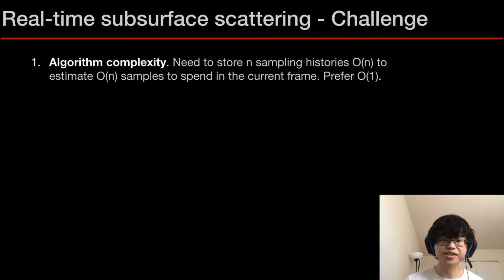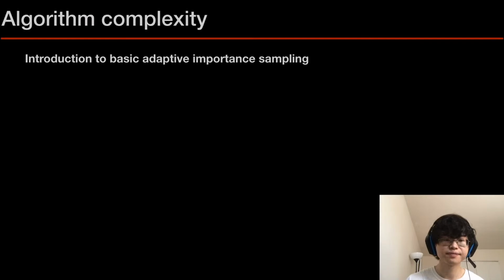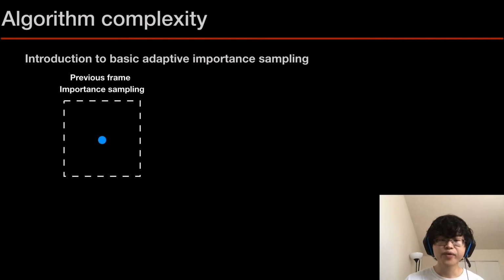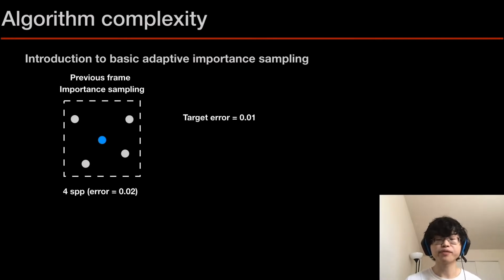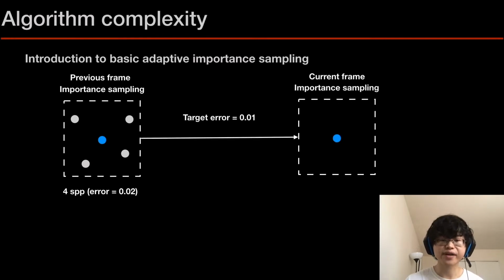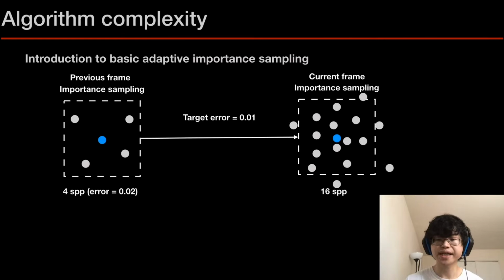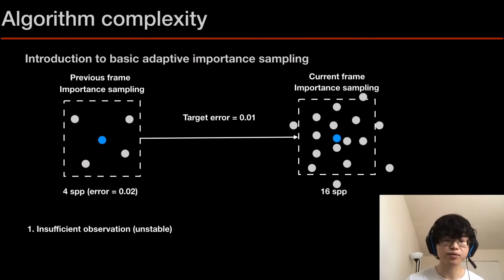The first challenge we have to deal with is algorithm complexity. Adaptive importance sampling needs to store n sampling histories to estimate samples in time complexity of O(n) in the current frame. We prefer O(1) in real-time rendering to save not only memory but also calculations. So what is adaptive importance sampling? Let's see an example. If we have 4 importance samples in the previous frame and reach an error of 0.02, and we have a target error of 0.01, then in the next frame, ideally we need to perform 16 importance samples to meet the target error.